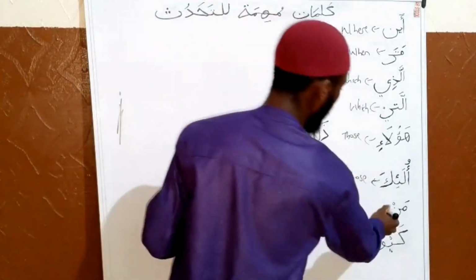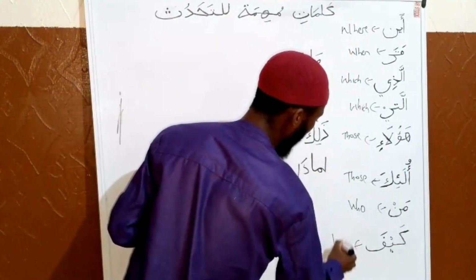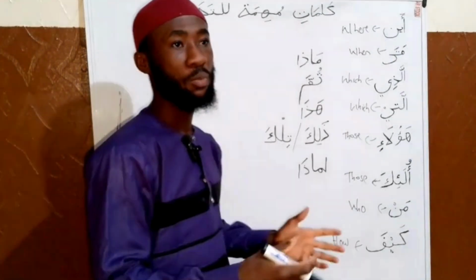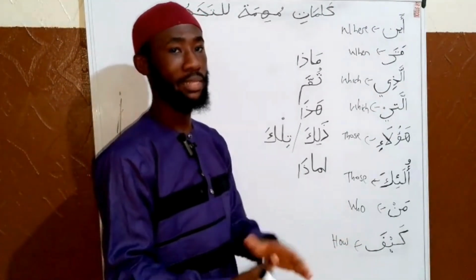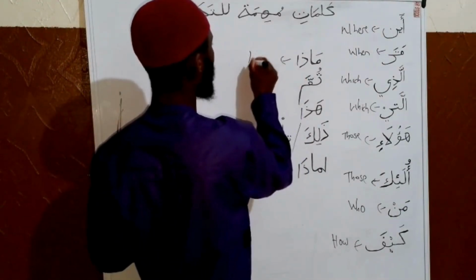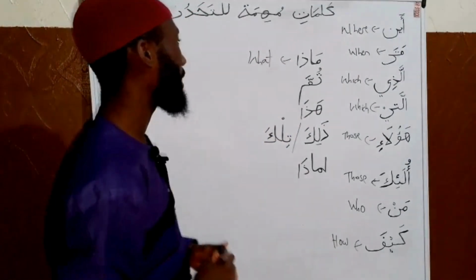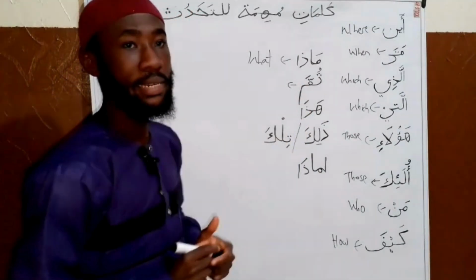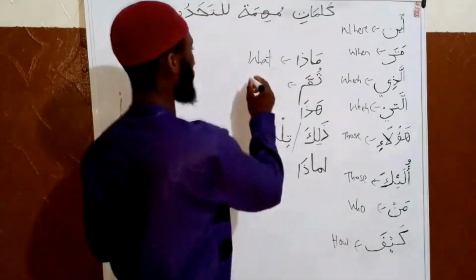Then we have man, which means who. Then we have kaifa. Kaifa means how. A lot of people say alpha, but it's kaifa. Then we have mada. Mada means what. Then we have thumma. You can repeat it after me. Thumma means then.